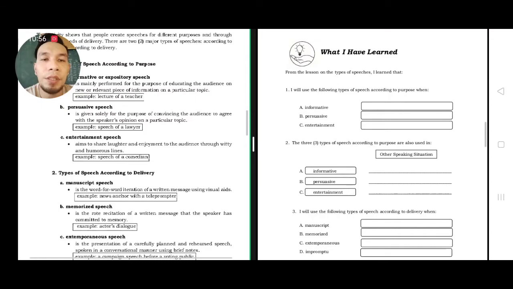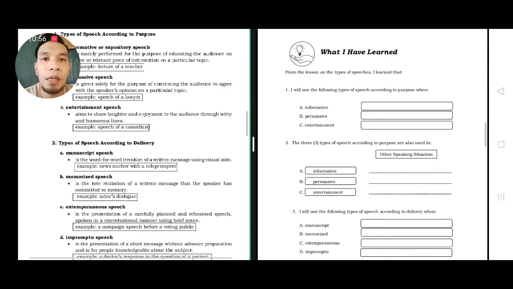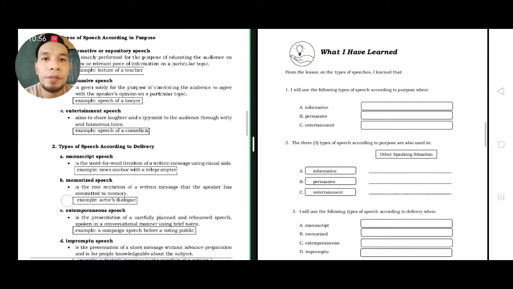Entertainment speech aims to share laughter and enjoyment to the audience. So the purpose of this speech is only to create a happy moment or jovial mood. An example of this one is a speech of a comedian.